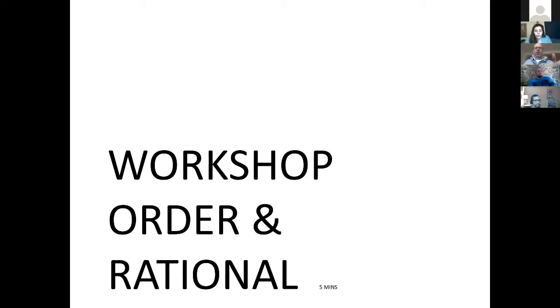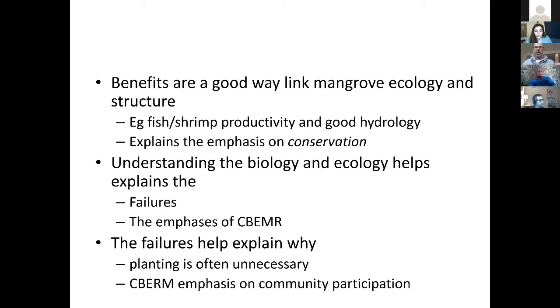And so therefore, the order and the rationale of the workshop, I really hope that now you've seen the mangrove failures and now you've read that CBEMR process, what we've covered makes a lot of sense. The benefits are a great way of linking the mangrove ecology and the structure, the shape, and so on. So if we have good hydrology, then the fish and the shrimp and the productivity should be improved. If we conserve existing mangrove and emphasize that outside the confines of the project, then we make sure that all the ecosystem services are delivered appropriately.